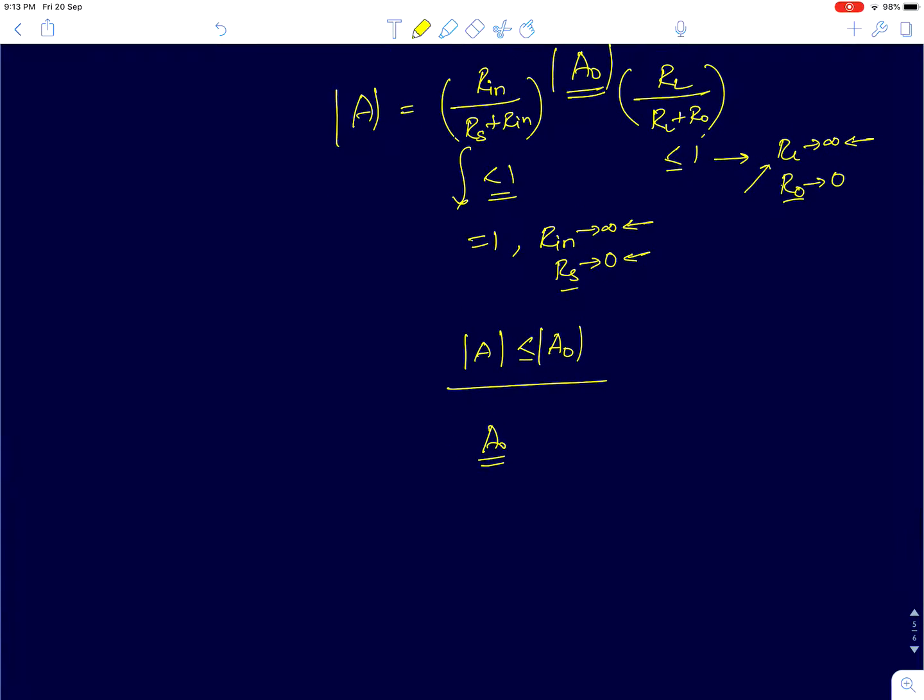Okay, and Rin and Rout actually reduce the overall gain. They reduce the gain of an amplifier from the maximum gain by some value. So that's why, given any amplifier architecture, we are very much interested in finding out the Rin, the input resistance, the intrinsic gain, and the output resistance.